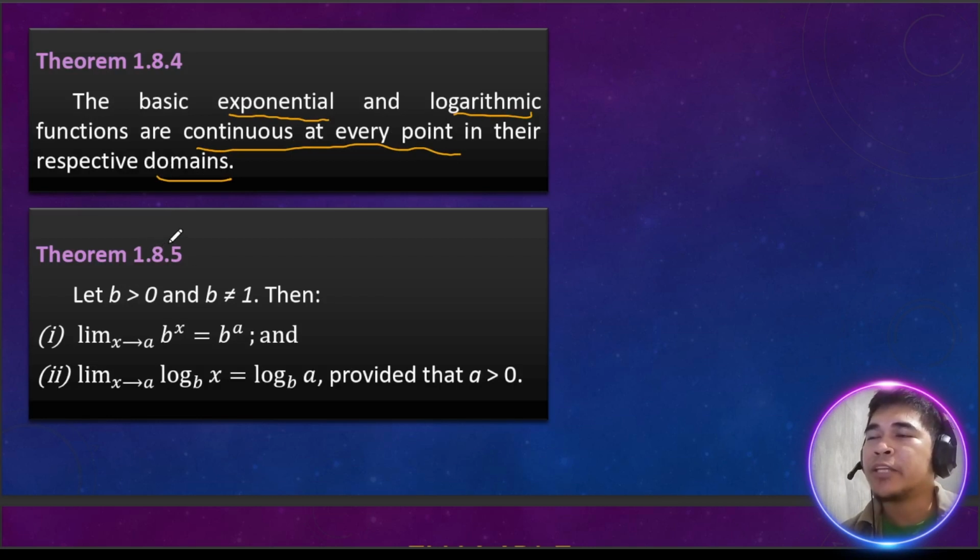Theorem 1.8.5: let b be greater than 0 and must not be equal to 1. The limit of b to the power of x as x approaches a is equal to b to the power of a. So our x is replaced by the value of a. And the limit of the logarithm of x with the base b as x approaches a is equal to the logarithm of a, our x replaced by a, with the base b, provided that our a is greater than 0.